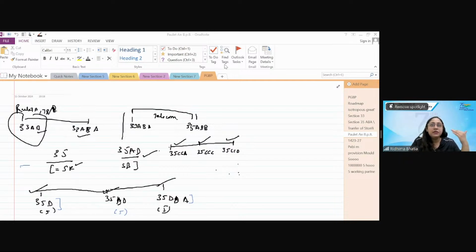Section 28 has an entire list of incomes which are chargeable under the head PGBP. So in case there is any income which you see in your big question, a full 16-mark question, and you see that any of such income is not included in your PNL, please always include that income in your PNL. Reading the charging section will help you with that.